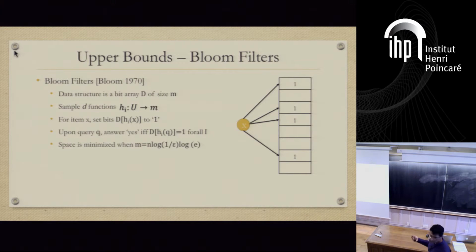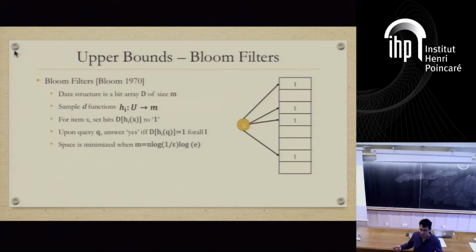So in it, we have a bit vector of size m. We sample d hash functions, and let's assume that these hash functions are perfectly random and take absolutely no space to store for the sake of this slide. And for an item x, we just use these d hash functions to mark these d locations as 1. So these d locations are just the d hash functions applied on this item x. And given a query Q, you can answer yes if indeed all these d locations are 1 for this item.